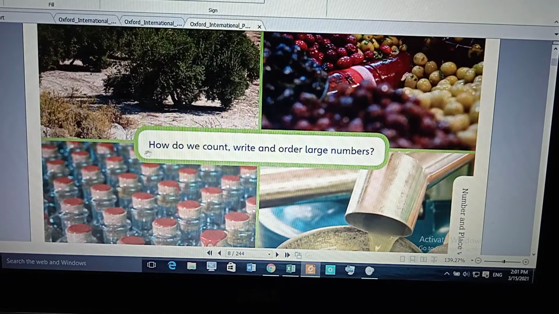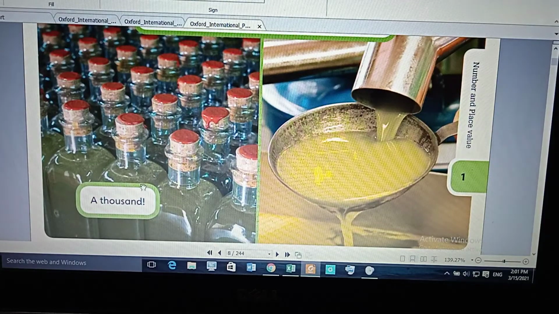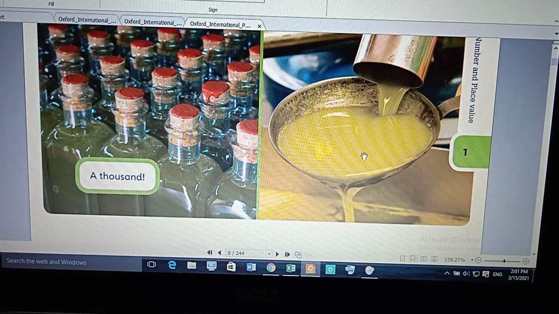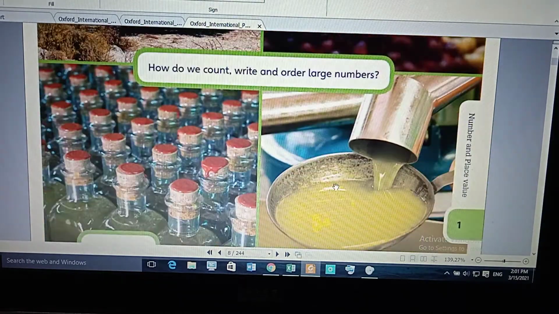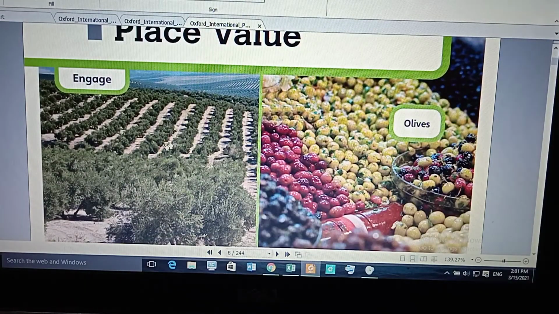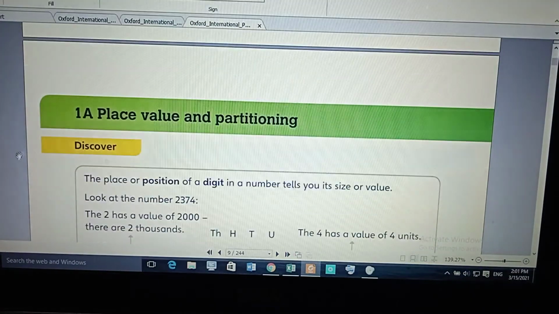Okay, what is the first question? How do we count, write and order large numbers? Here are some bottles, 1,000. I think it's oil. No, it's a drink. And these are olives and fields. How do we count them? Let's learn and talk about it.